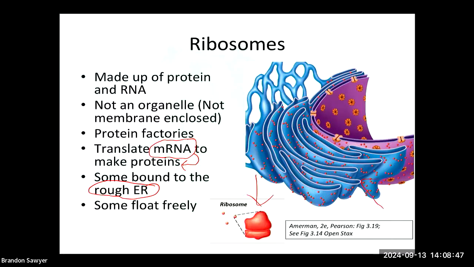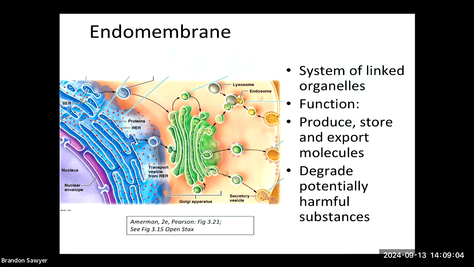We're going to find that rough ER right on the outside of the nucleus. So this purple one is the nuclear membrane, nuclear envelope, and then right outside that is the rough endoplasmic reticulum, and all these little red dots are ribosomes. Overall, we have this structure of a bunch of connected organelles, which is called the endomembrane system. It's a system of linked organelles, and its function is to produce, store, and export molecules, specifically proteins, but also fats, and it also helps us to degrade potentially harmful substances.